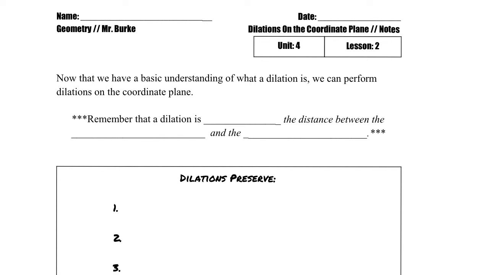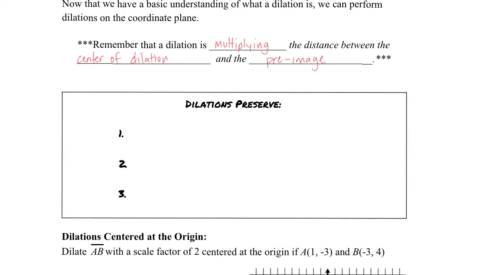Remember that dilation is multiplying the distance between the center of dilation and the preimage. More specifically, every point on the preimage. So that's what we're going to be doing when we're working through these.